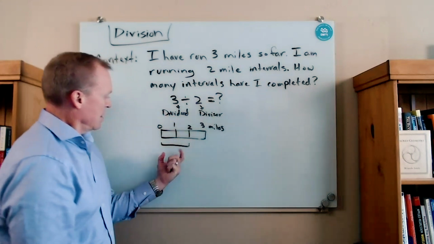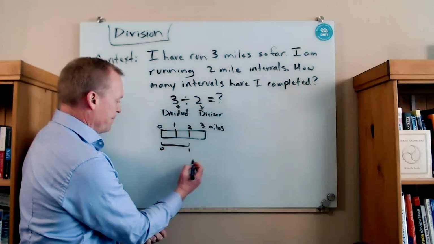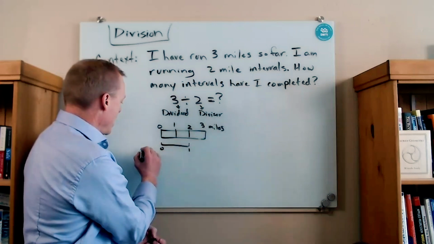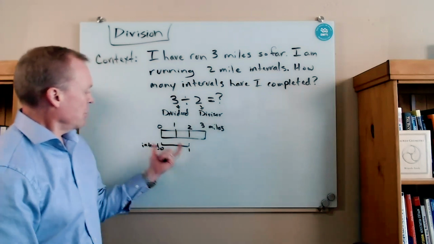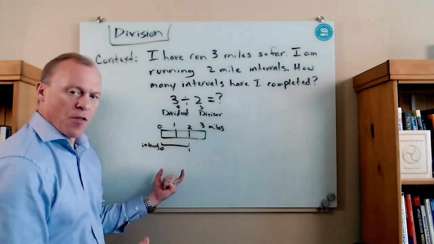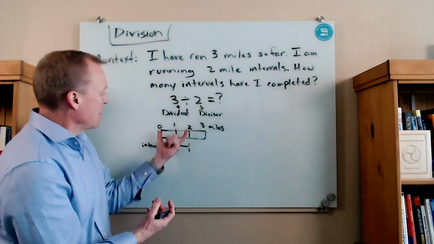So I'm going to use a bracket here. That is 1 interval. So these are miles. This is my intervals here. So if you look at this, then another way of how many am I going to scoop out? You can also think of it that way. I'm scooping out the 2 miles here.